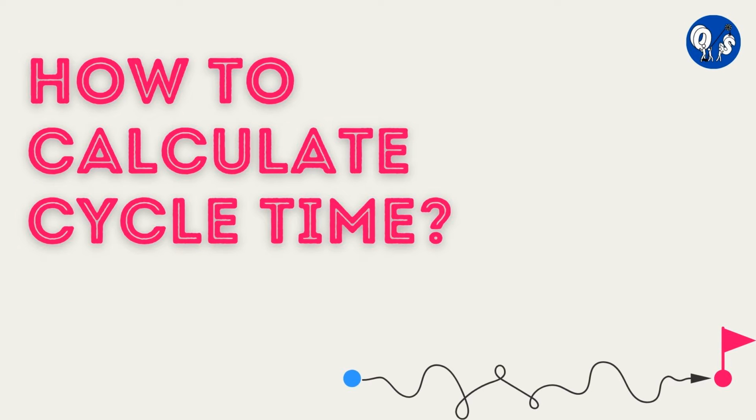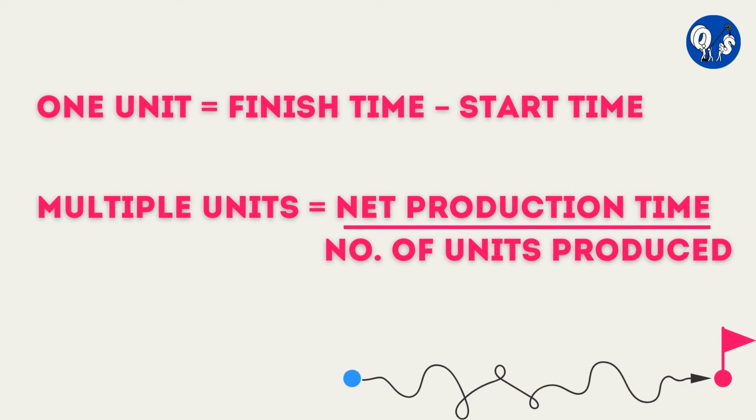How to calculate cycle time? Cycle time for a single unit can be measured by deducting start time from the finish time. If you are producing multiple units and would like to know cycle time of each unit, then you have to simply divide net production time by the number of units produced.